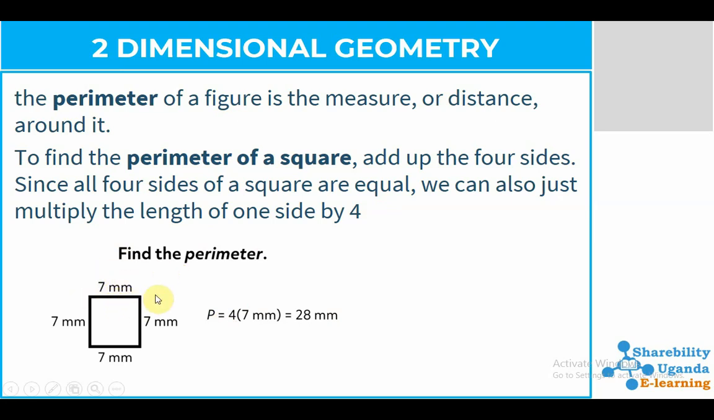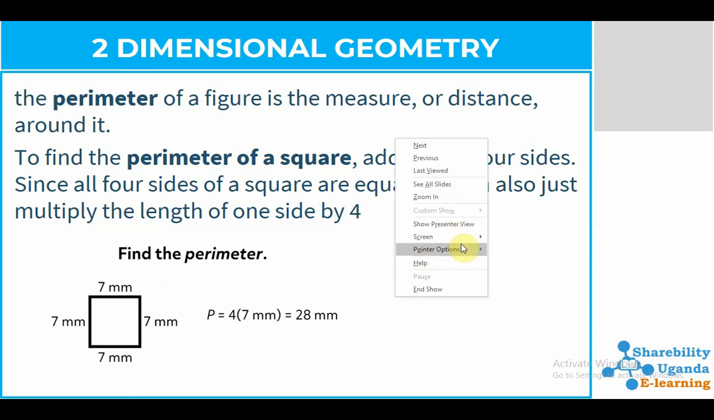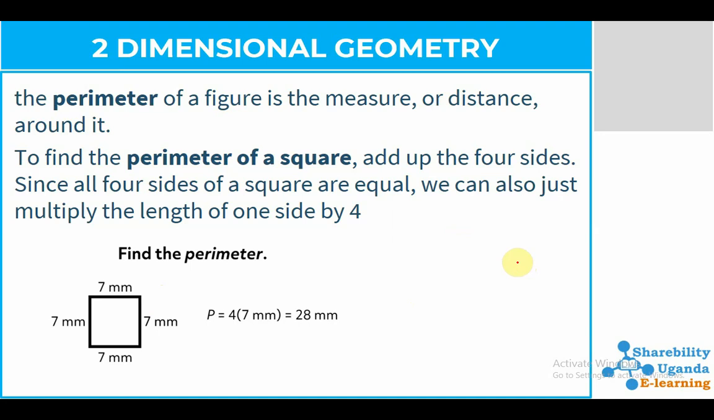Remember, a square has all sides equal. Let me show you here. You have this side, and this side, and this side, and also this side. So all of these sides are equal. They are telling us that one of the formulas we can use is adding up the four sides.